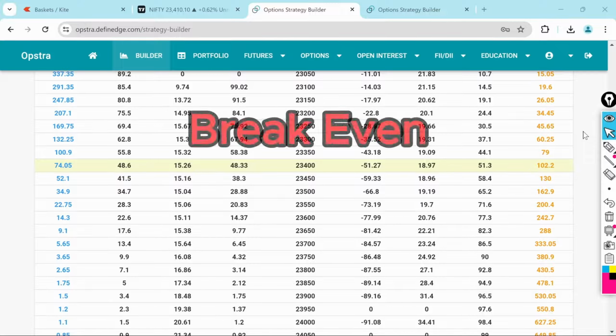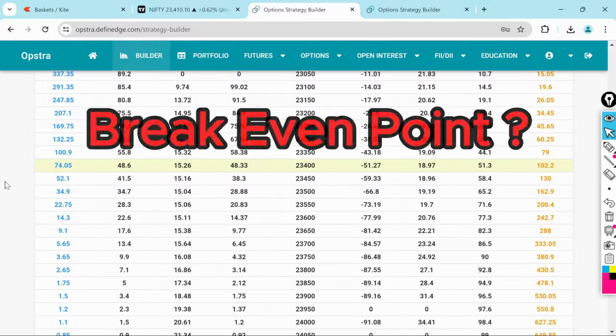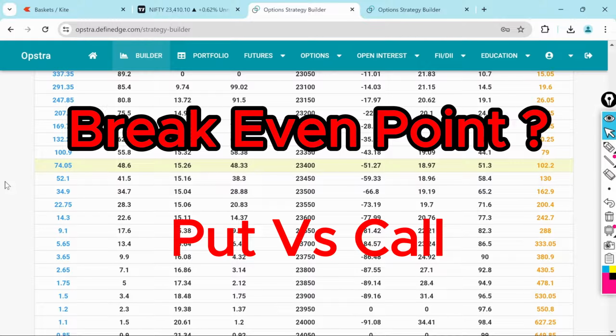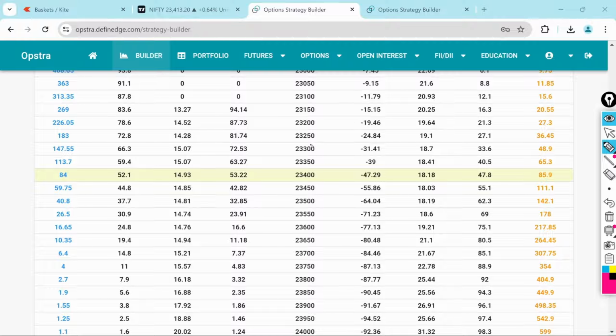You might have heard the term called break-even in option trading. In this video, we will understand exactly what it means and how to calculate the break-even point. Break-even point calculation for the put and the call has a difference. So first we will start with the call option and then we'll move to the put option. In this example, we are using Nifty.